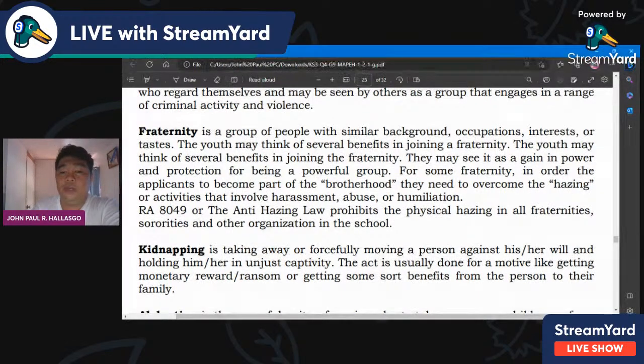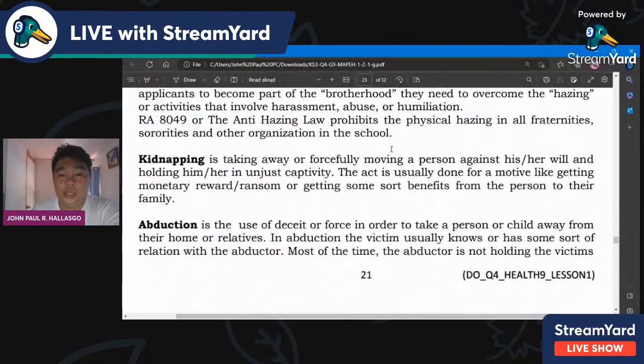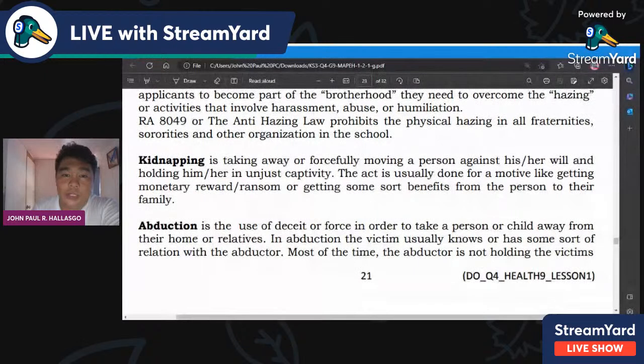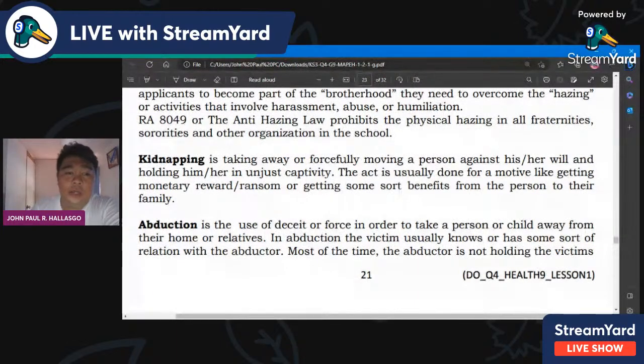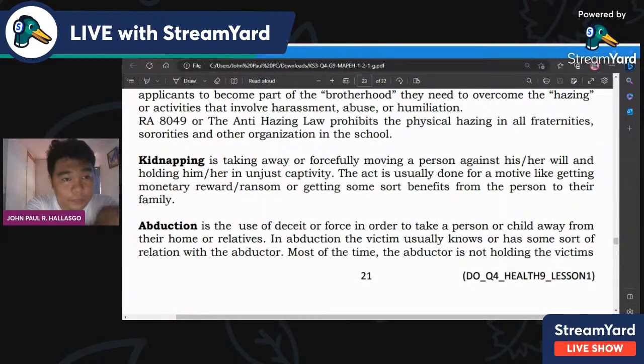Now, next one, we have kidnapping. So when we talk about kidnapping, this is taking away or forcefully moving a person against his or her will. Kadalasan, the act is usually done for a motive like getting monetary reward, ransom, or getting some sort of benefits from the person or their family. So, ang kadalasang tinatarget lang naman sa kidnapping is either the key person or key member of the family, na kung saan pwede nilang gamitin yun as leverage para makakuha ng pera kung saan kabilang man yung taong iyon.